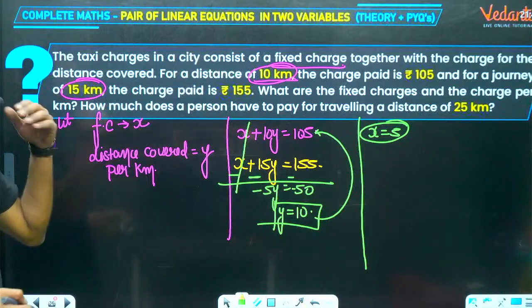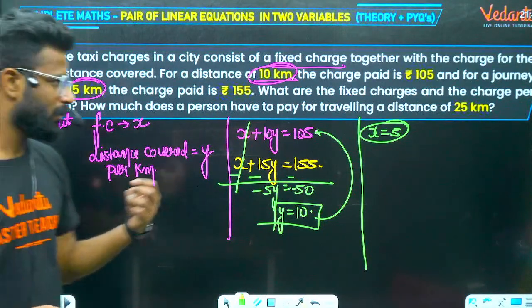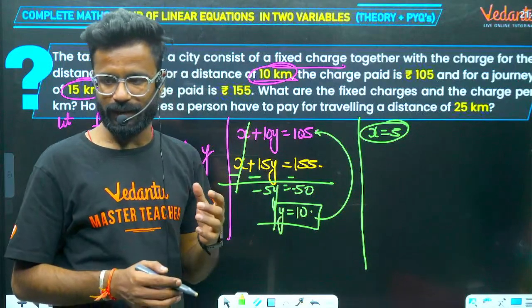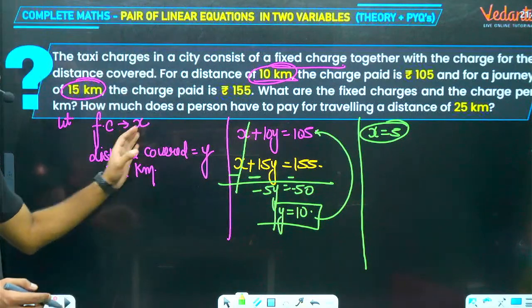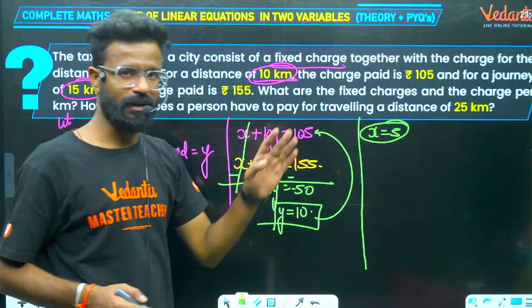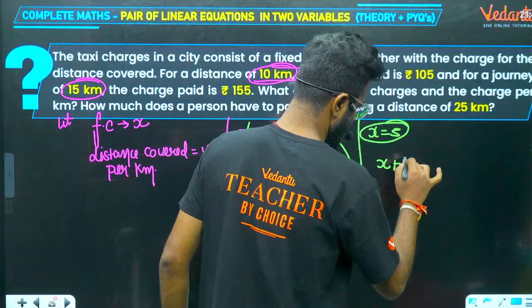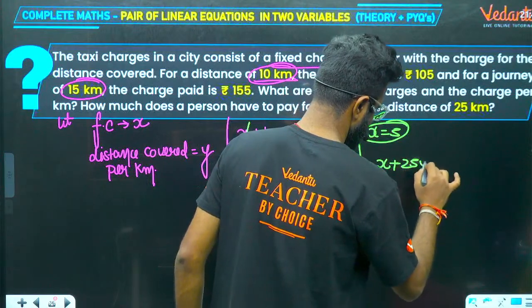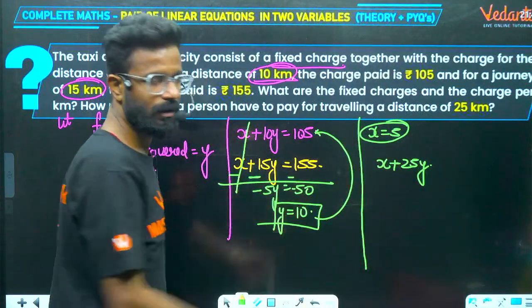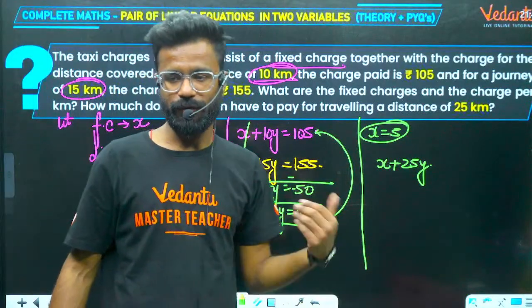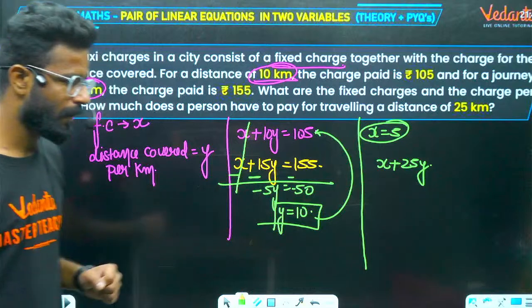Now what are the fixed charges and the charge per kilometer? Fixed charge is rupees 5 and the charge per kilometer is 10. Right? How much does a person have to pay for traveling a distance of 25 kilometers? x plus 25y. Put the values of x and y, you can get what a person has to pay for the distance of 25 kilometers. Okay. Right.